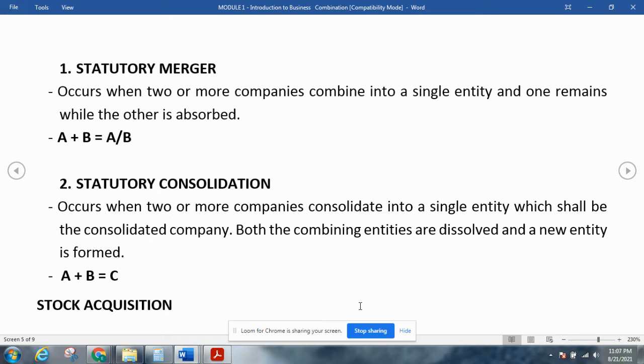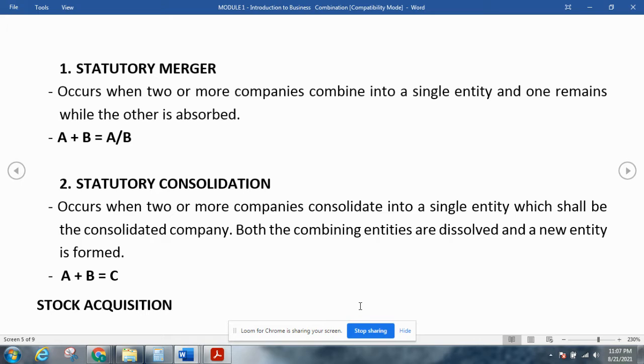For statutory merger, this is where two or more companies combine into a single entity. One remains while the other is absorbed. In a simple illustration, company A plus company B is equal to either company A or company B. So one is maintained and the other one is absorbed by one of the companies.